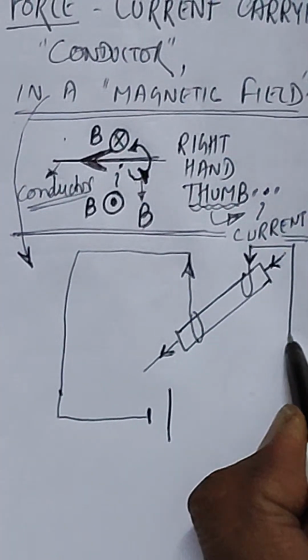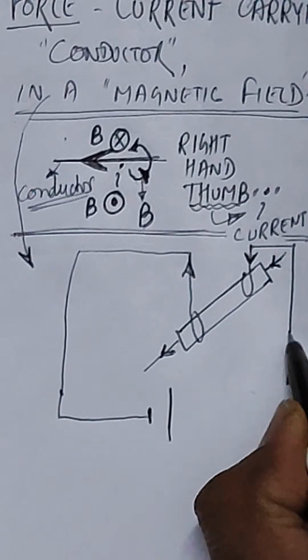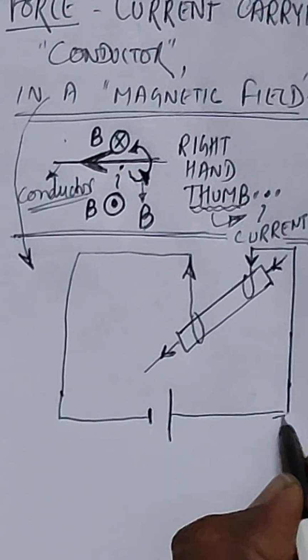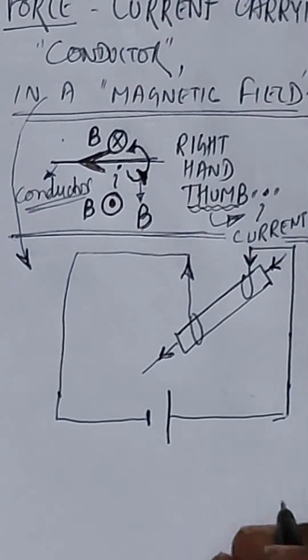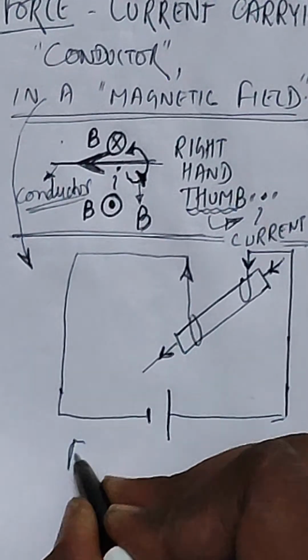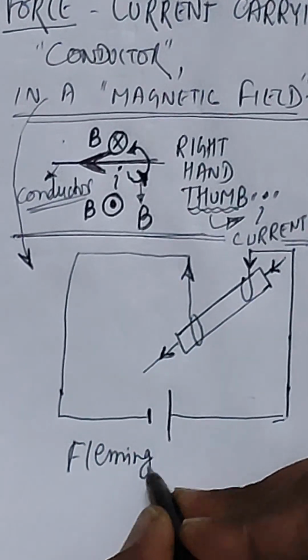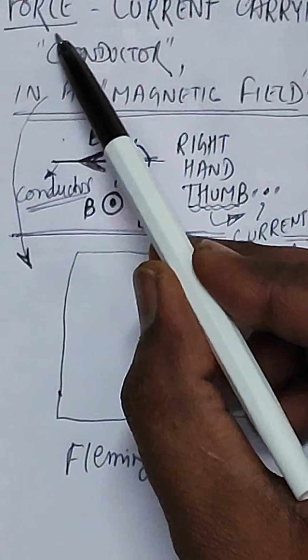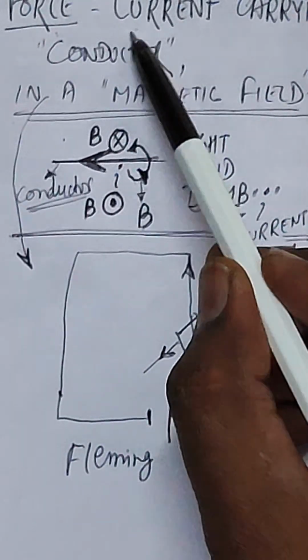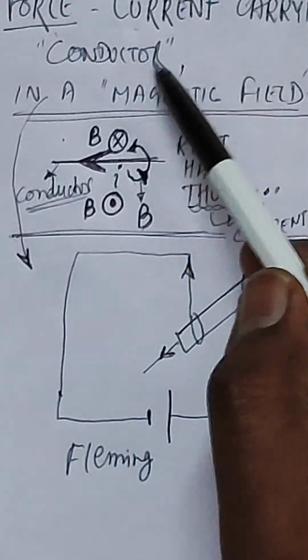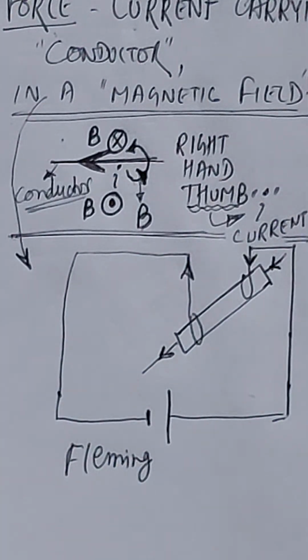Let us see this arrangement that is happening. Okay, I'm not showing the stand and everything. What I want to say is, what is the application of Fleming's left hand rule? It is used in deciding the force on a current carrying conductor in a magnetic field, right?